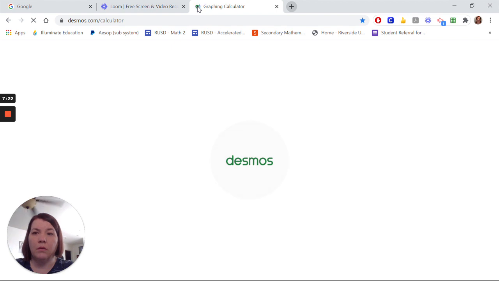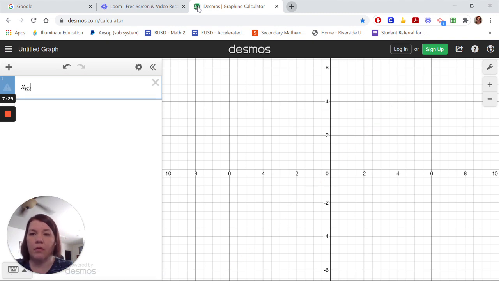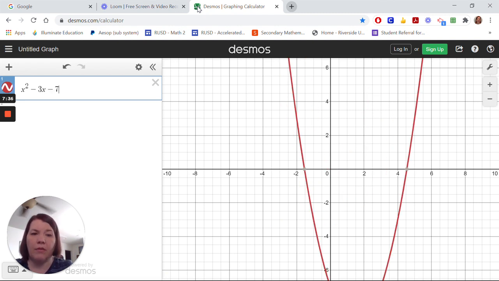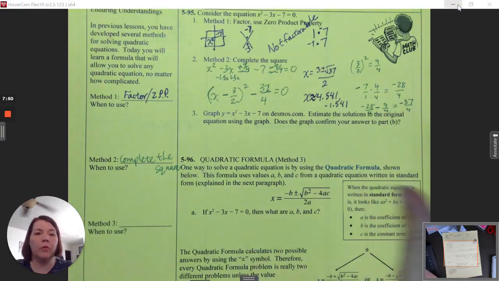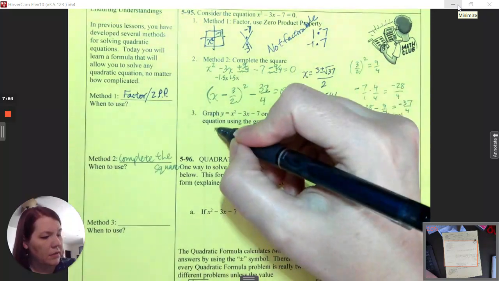And so, once it comes up, y equals, let's just go x squared minus 3x minus 7. There's my answers. So negative 1.54 and 4.51. Those are the 2 numbers I got. Cool. Was easy. Yay, math's true. Cool, moving on. Does it confirm my answer? Yes, it does.